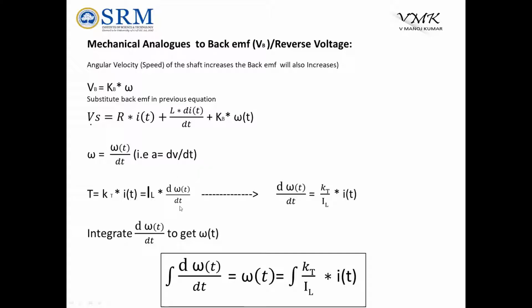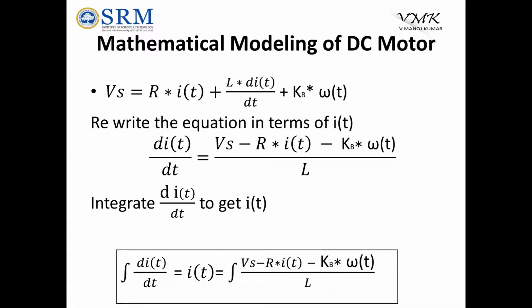So now I need to find my omega of t. That is my ultimate requirement. So how to find my omega of t? Whenever I integrate d omega of t by dt, I'll be getting omega of t, which is equal to the integral of KT by IL into I of t. For the initial condition it will be 0, and as the current increases, your speed will also increase. Now you understood how omega of t is arrived.